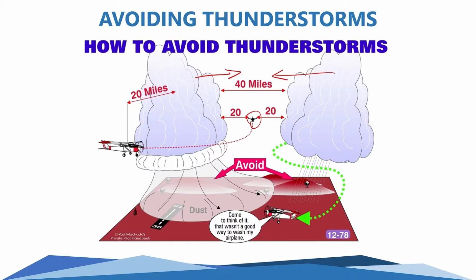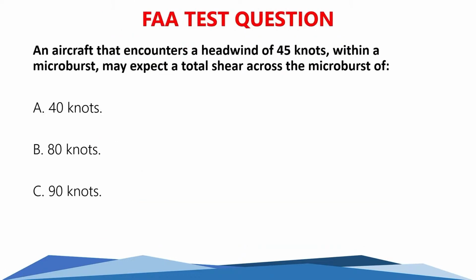Okay. All right, so let's go ahead and take a look at a microburst question here, and then we'll move on to mountain wave activity. An aircraft that encounters a headwind of 45 knots within a microburst may experience a total shear across the microburst of, is it 40, 80, or 90 knots?